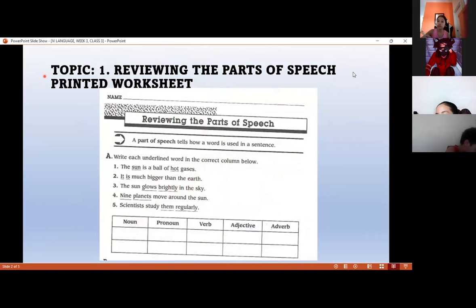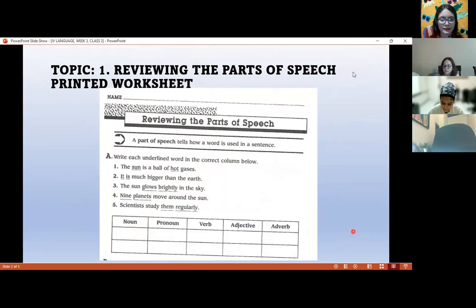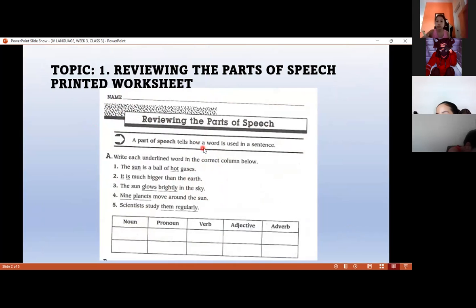Now, reviewing the parts of speech. Have your classwork worksheet ready. A part of speech tells how the word is used in a sentence, remember. So letter A, let's complete the first part. Write each underlined word in the correct column below. Here we have a chart with nouns, pronouns, verbs, adjectives, and adverbs, and we're going to classify the underlined words. For example, number 1: the sun is a bowl of hot gases. The two words that we have are sun and hot.